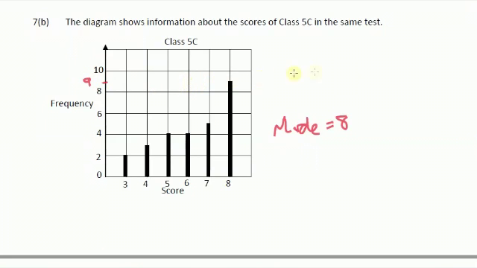But how many were there altogether? 2 plus 3 is 5. 5 plus 4 is 9. 9 plus 4 is 13. 13 plus 5 is 18. 18 plus 9 is 27. So the probability of getting a score of 8, there are 9 possibilities. Frequency is 9 there, out of 27, which comes to 1/3.